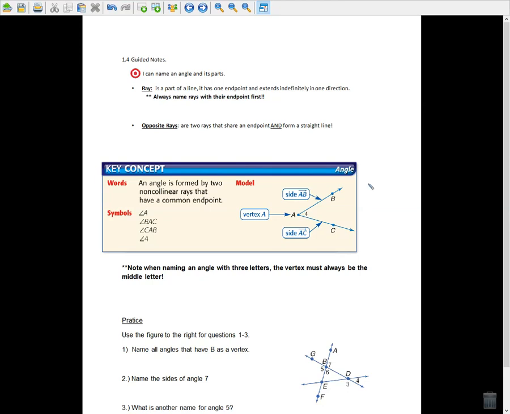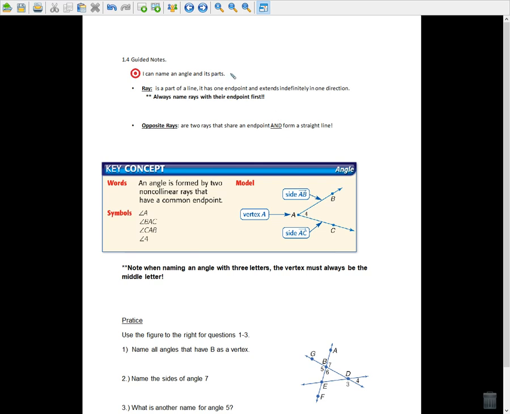Today's lesson is over angle measures. So our I can statement for today is I can name an angle and its part. So let's go ahead and get started. This is an extremely important concept because we're going to be naming angles all year long. And it's really important that we learn how to do that now.